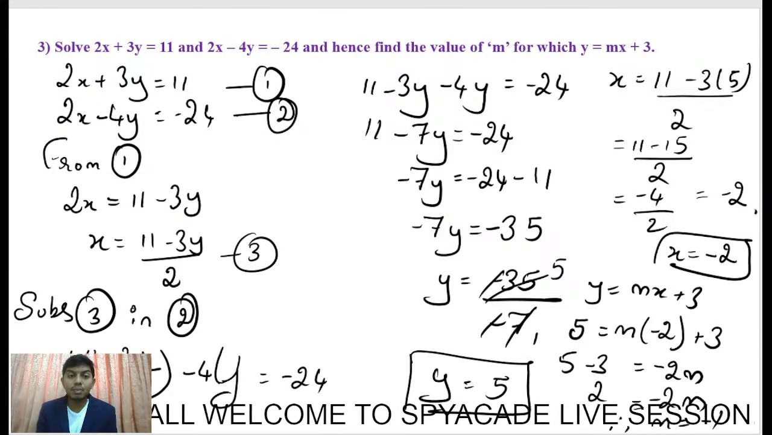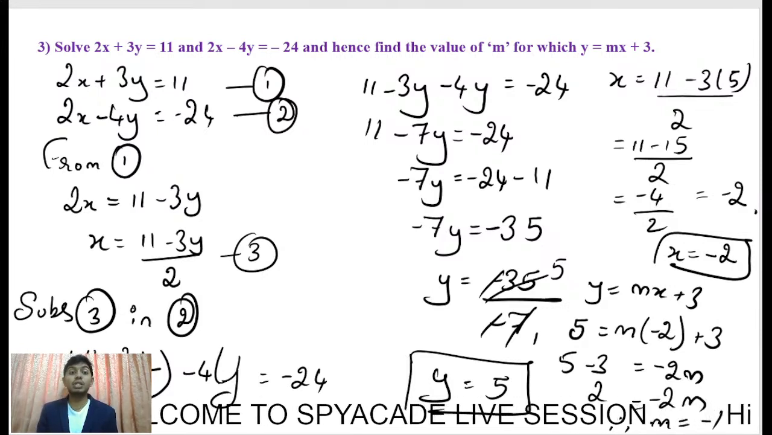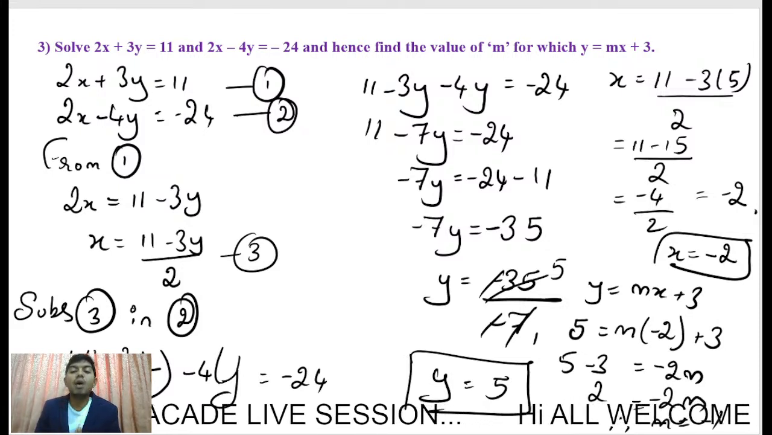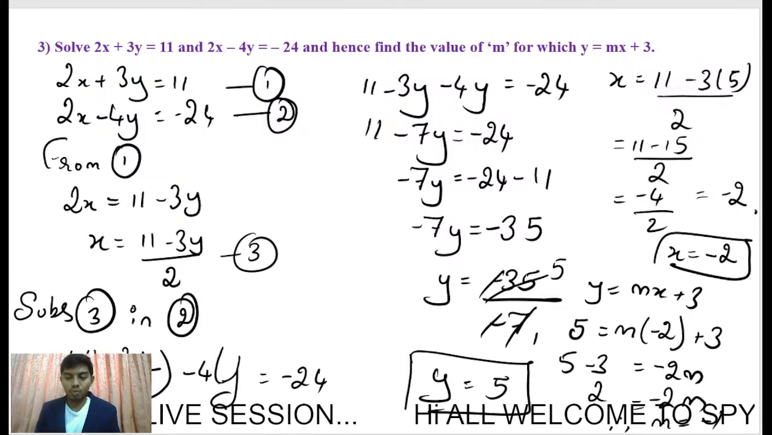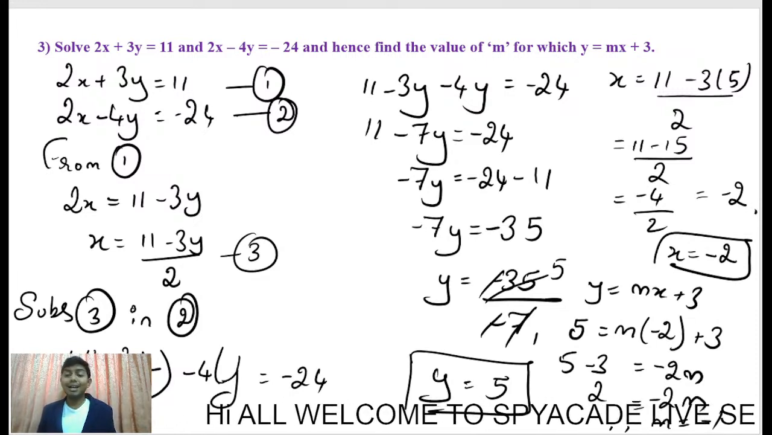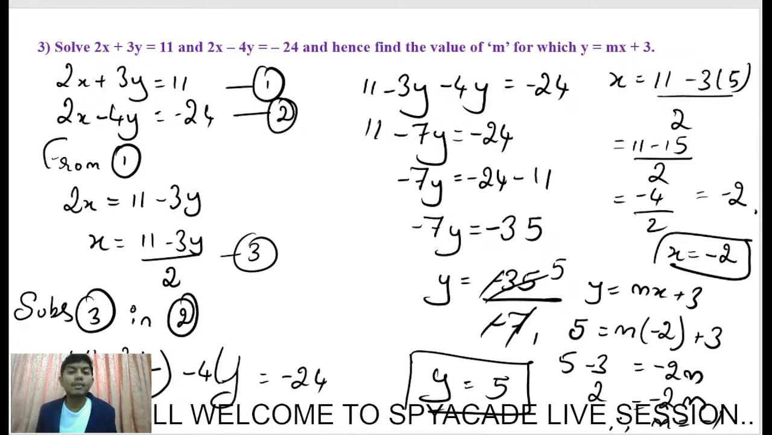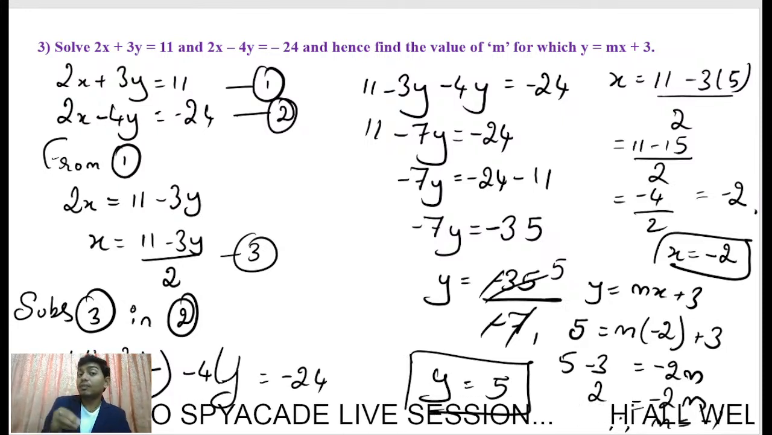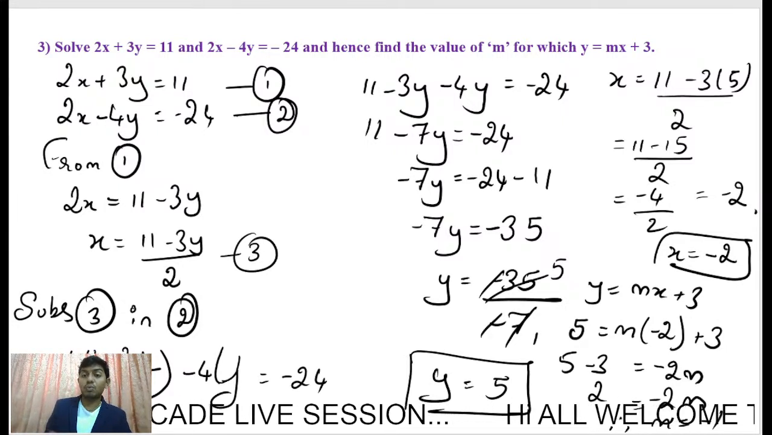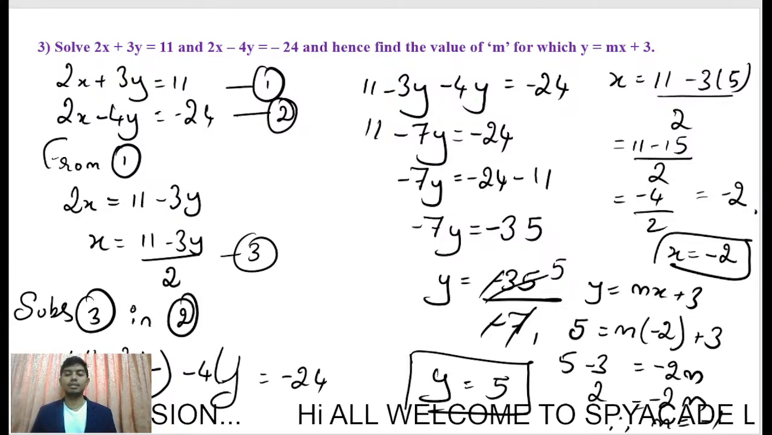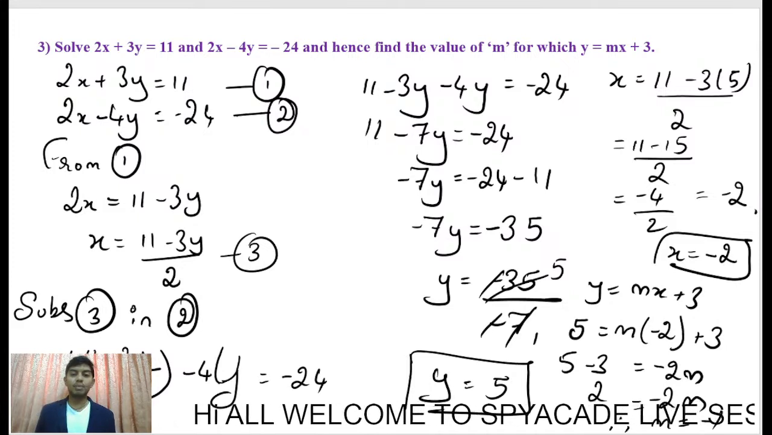Is it clear for everyone? It is very simple question. They had given two equations. We simplified and we found the value of x and y. And at last they had given one small equation, that is y is equal to mx plus 3, where if you substitute the value of x and y, you are able to find the value of m. That's it. Okay, is it clear for everyone?